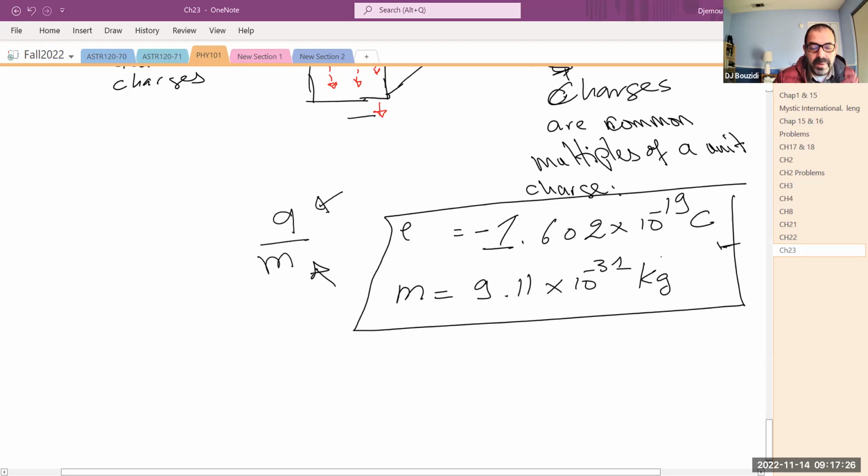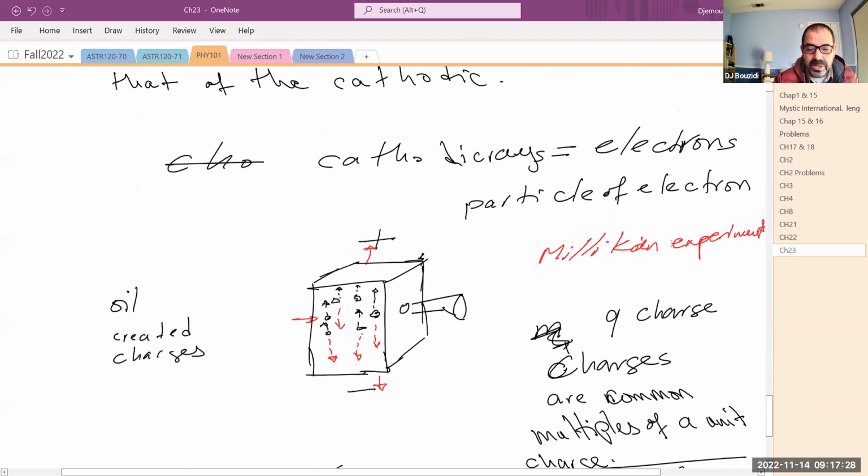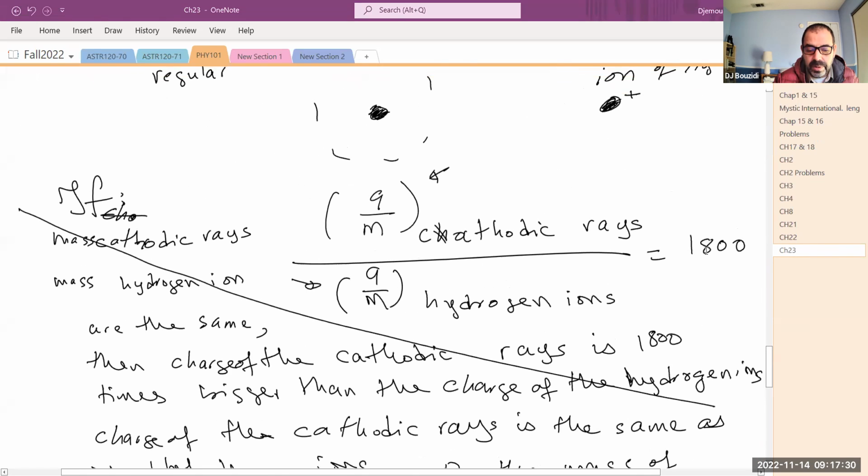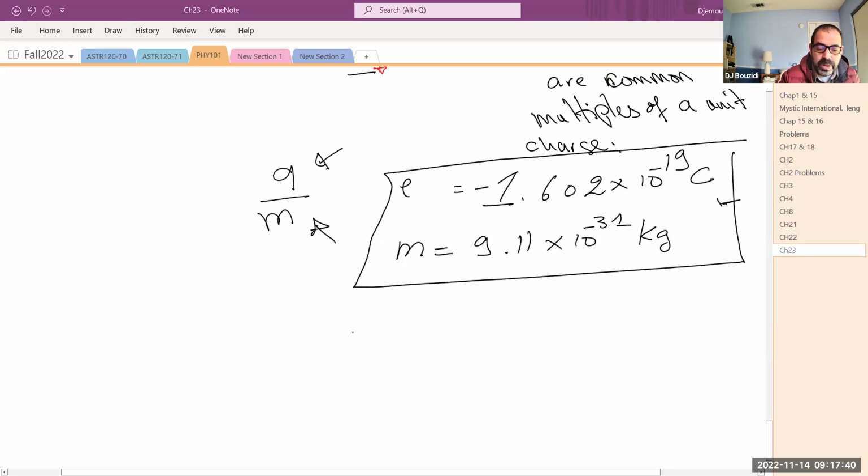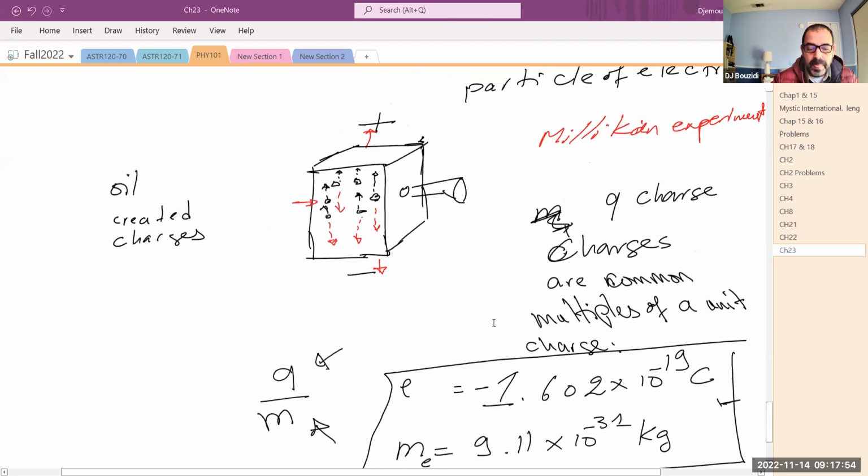By the way, from here you can also find the mass of the hydrogen ions, because it must be about 1800 times bigger than that of the electron. So all you have to do is multiply this number roughly by 1800, and you're going to find the mass of the proton also. So this is the electron. The mass of the proton turned out to be 1.67 times 10 to the negative 27 kilograms. So a bunch of things came up. We know a lot at this point, okay?